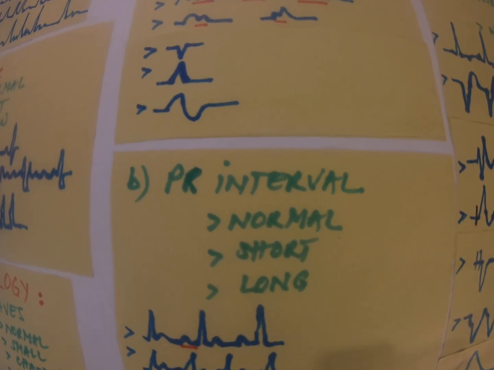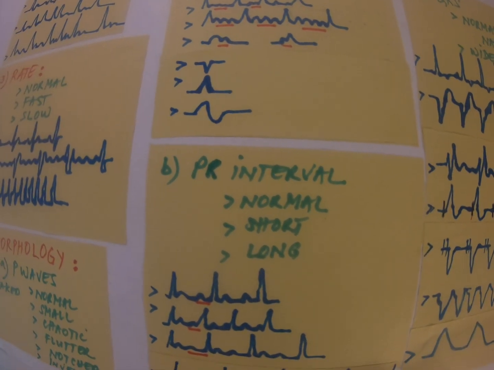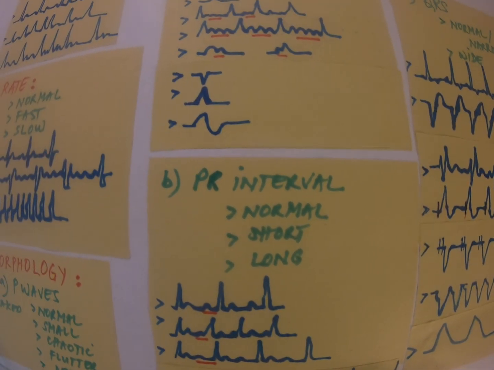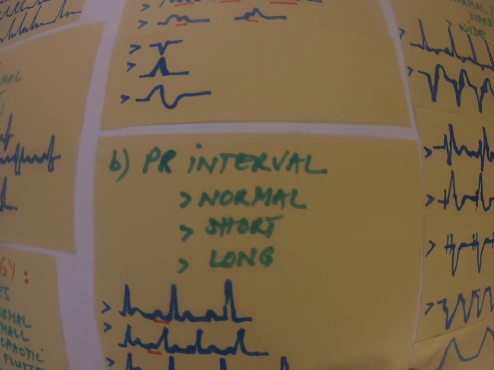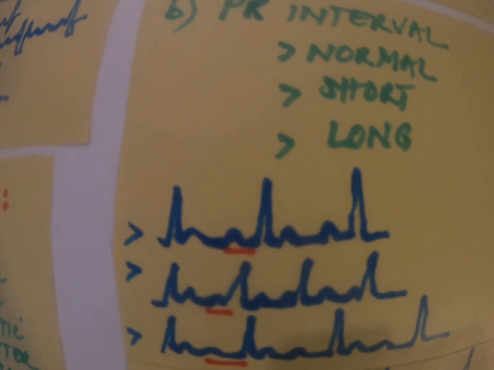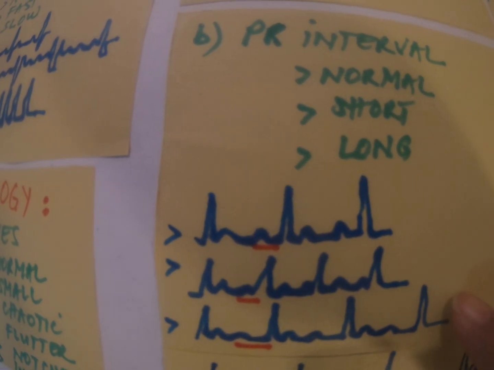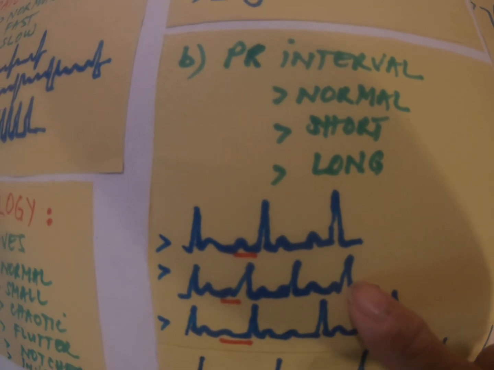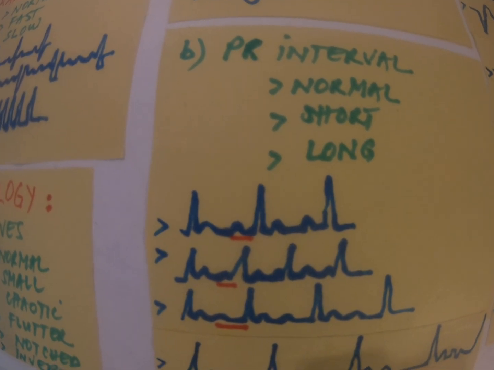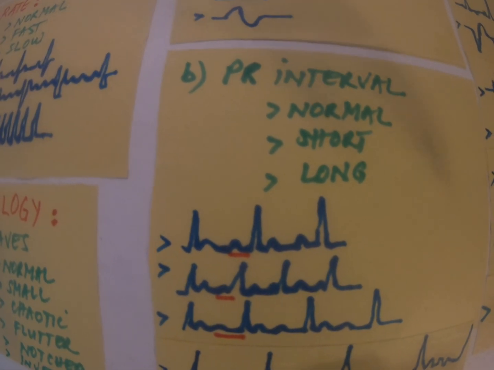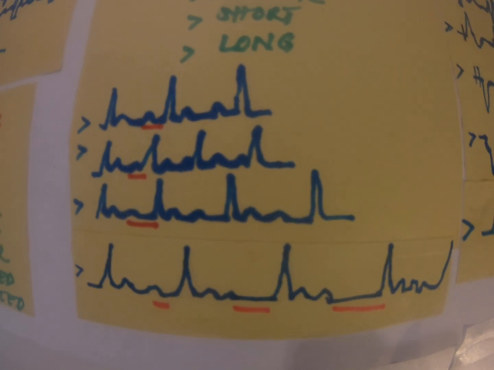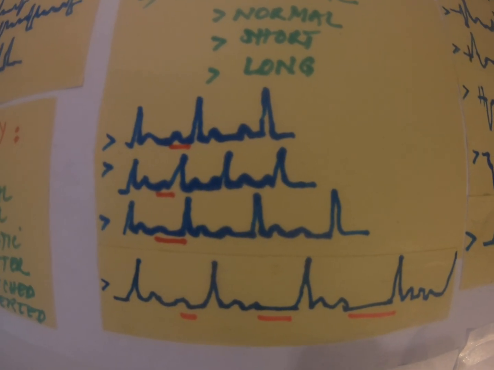PR interval. Usually the normal PR interval is 0.12 to 0.20. And sometimes the PR interval is short. Okay, the first one here is a normal PR interval. You see that one. Next one, we have a short PR interval here. You see that mostly in Wolff-Parkinson-White or Lown-Ganong-Levine syndrome. Sometimes you see a long PR interval, first degree block, or they could go second degree, type 1, which is Wenckebach. So you have to consider those things.